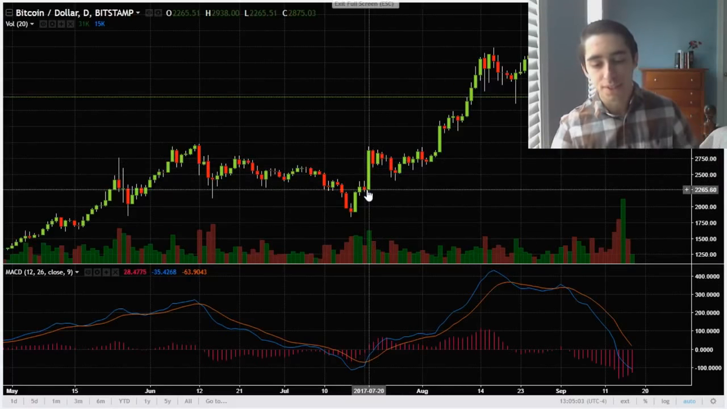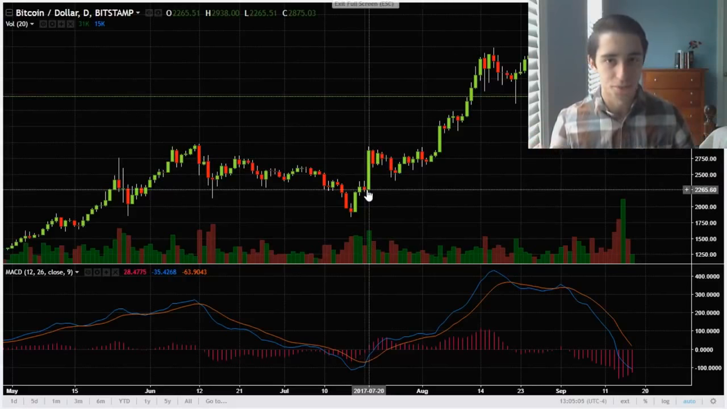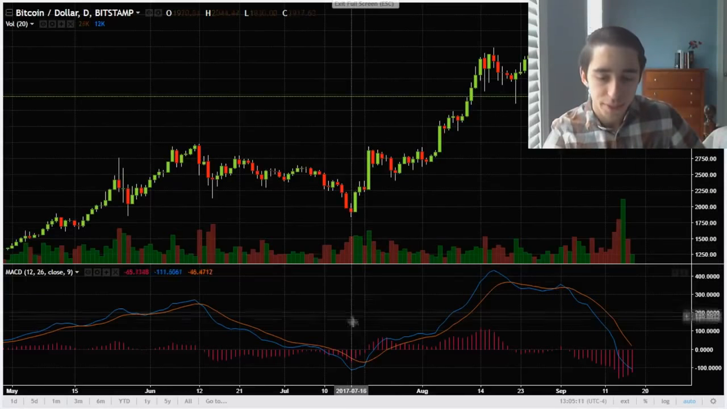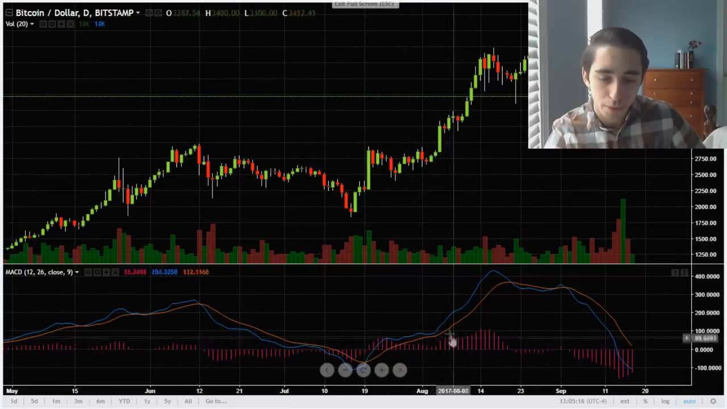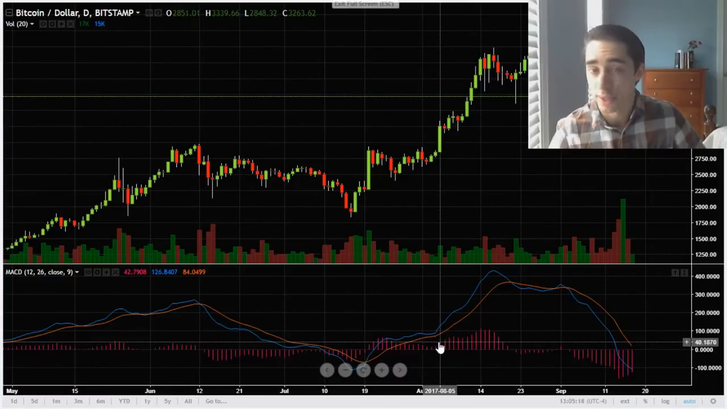Now, that doesn't signal an instant, okay, let's buy into it. That's not how the MACD works. It's not guaranteed of anything. What you want to see with the MACD is a continuation of the blue line not only trending slightly upwards, but holding above the orange line in this case, the 26 EMA.